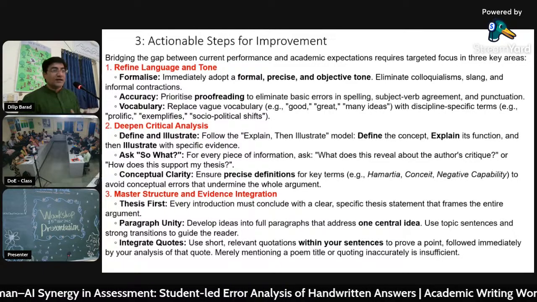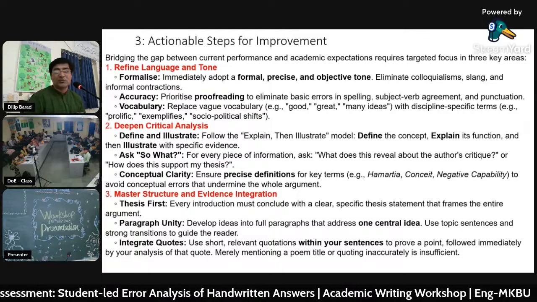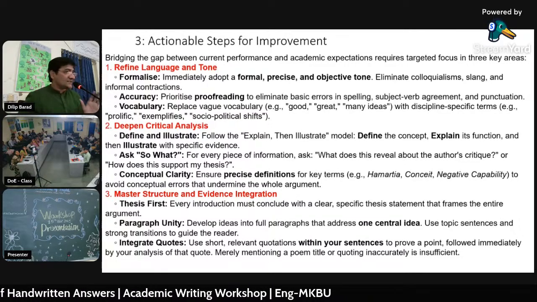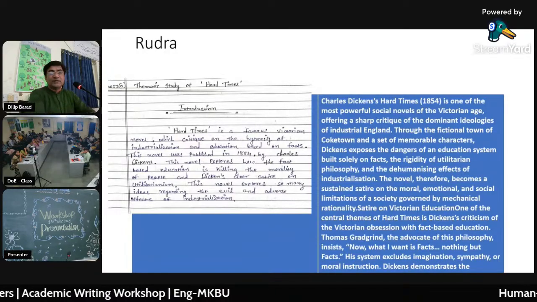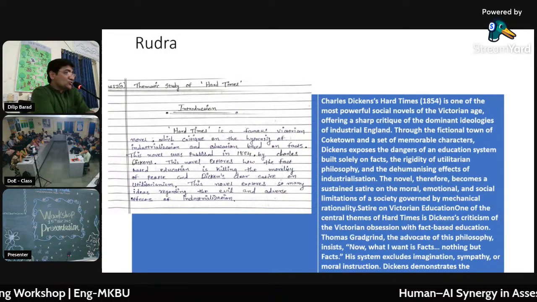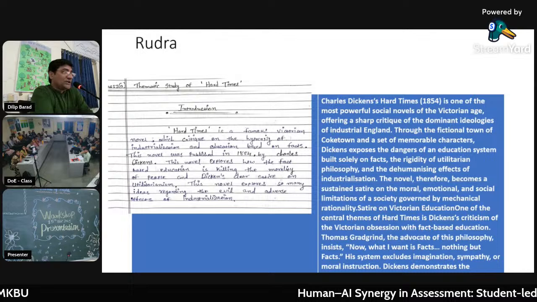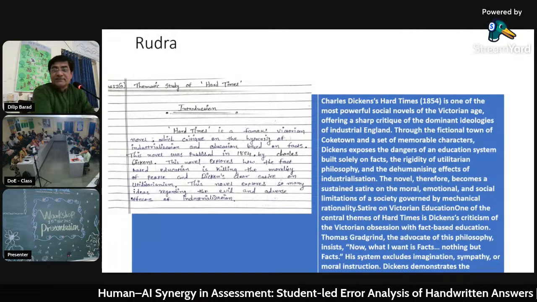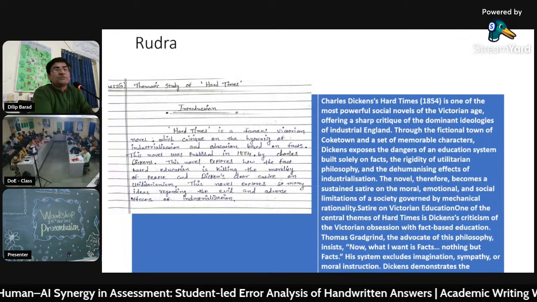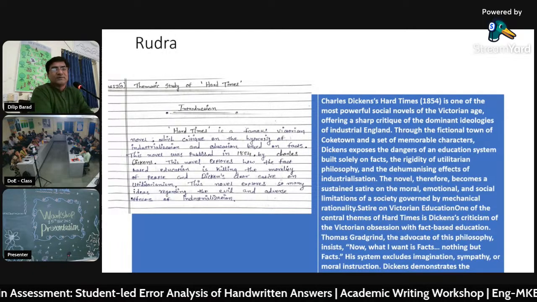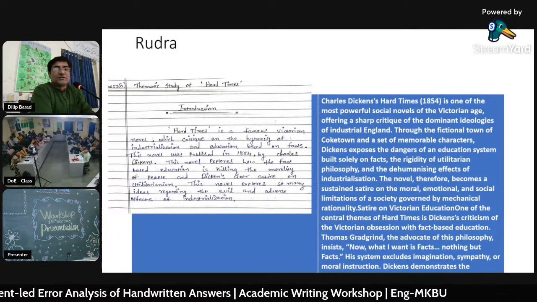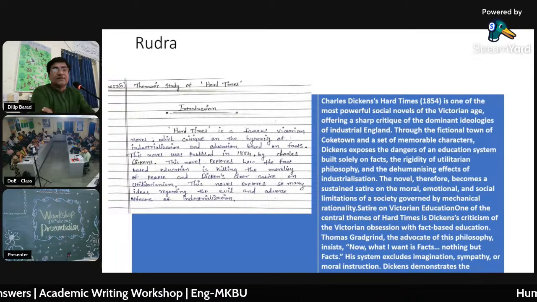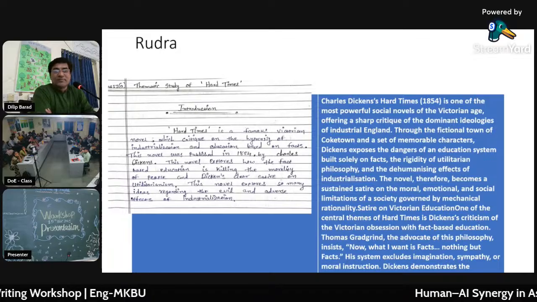So this will help in improving the quality of the answers. Now, what example did we want to see? For example, in Rudra's case, you have to give it in this manner, that this was your answer, and this way it was generated. So when you compare how you started, like "Hard Times is a famous Victorian novel which critique on the hypocrisy of industrialization and education based on facts."